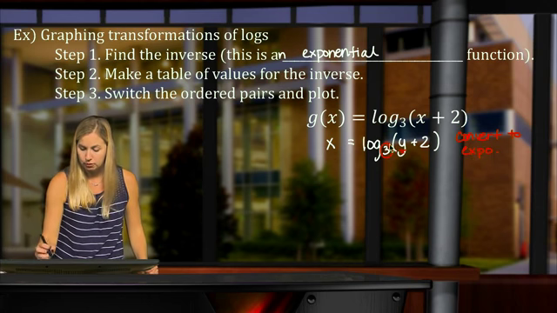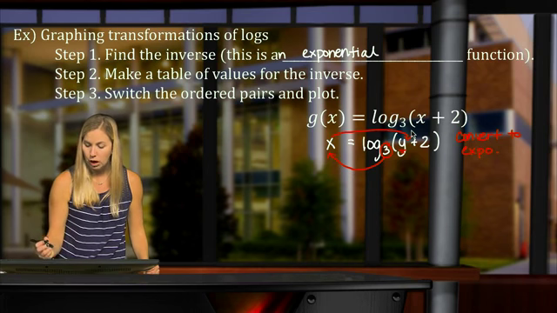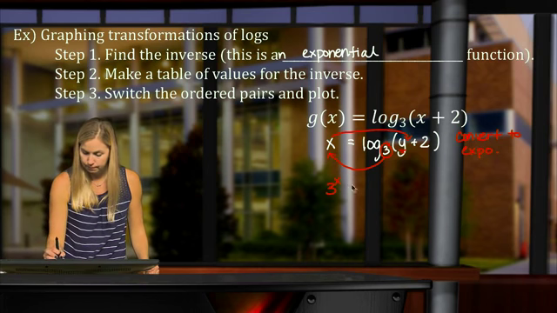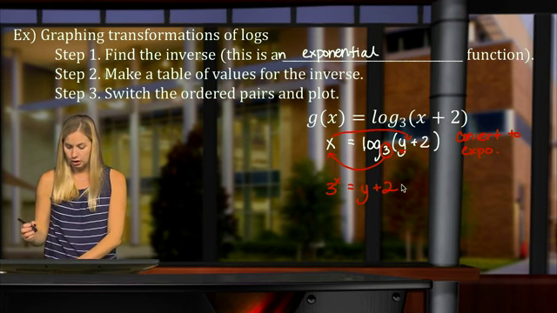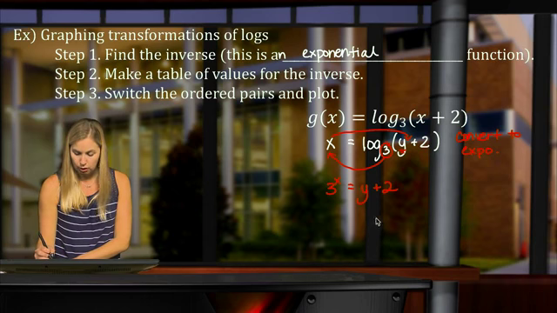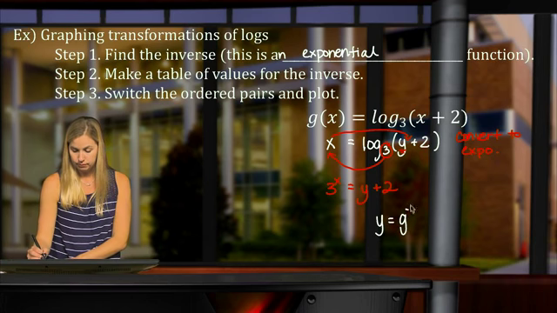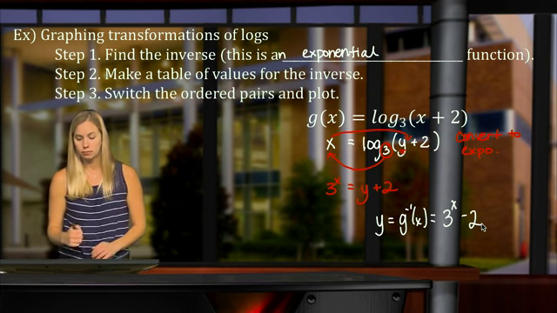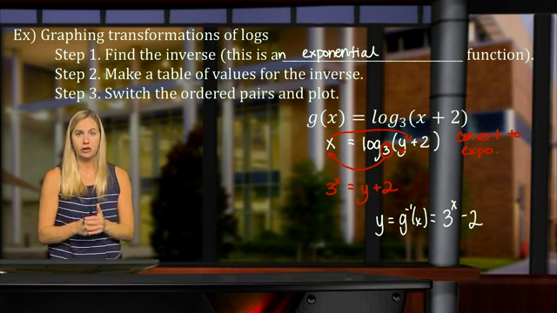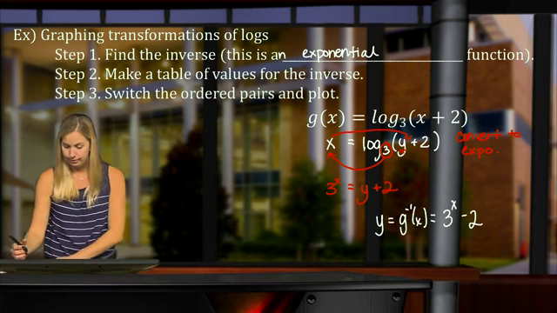So this becomes 3 to the x equals y plus 2. And now to solve for y, we subtract 2. So y, which is our inverse, is equal to 3 to the x minus 2. And this is an exponential function. We can use our calculator to evaluate our outputs for given inputs.